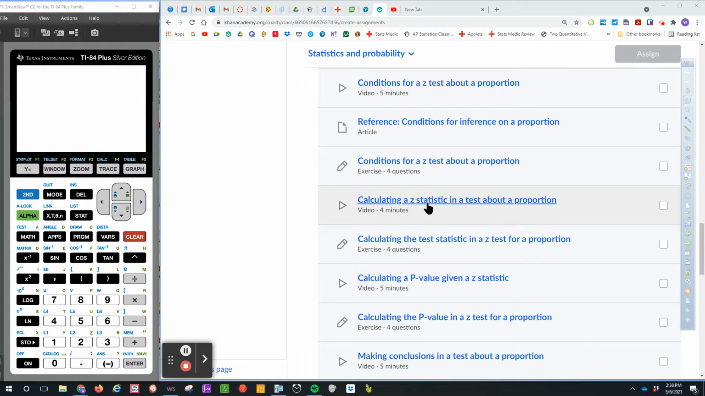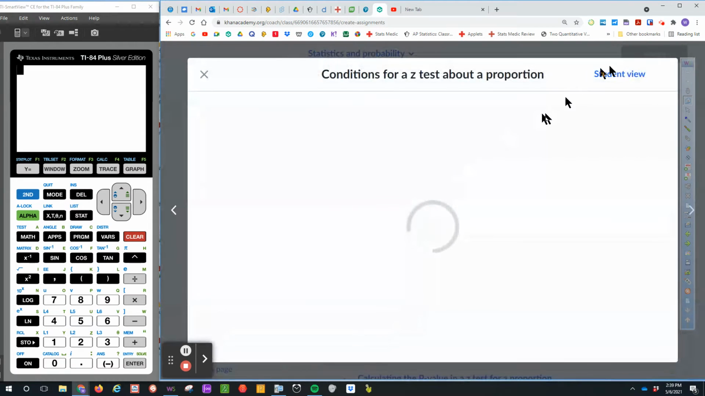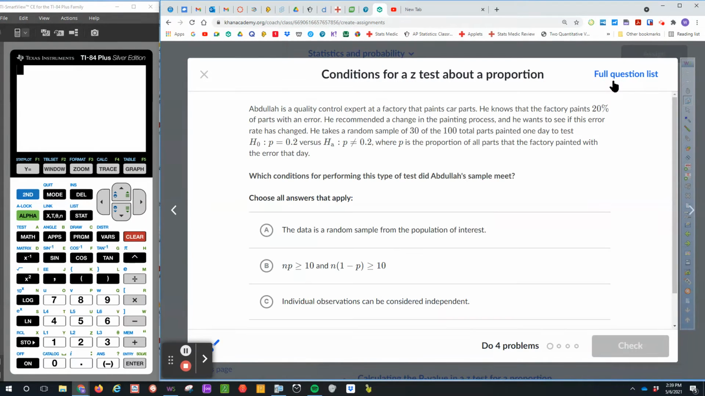So today we're going to do another exercise. The last exercise we did was writing hypotheses for tests about a proportion, and today we are doing conditions for a z-test about a proportion. We are trying to find the conditions for a z-test. We have a claim and we are testing using a z-test for a population proportion, and there are conditions that come with it.